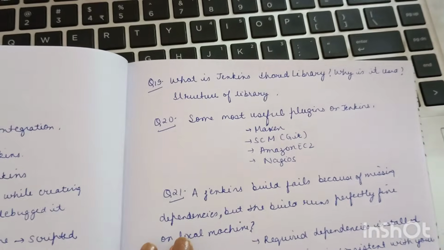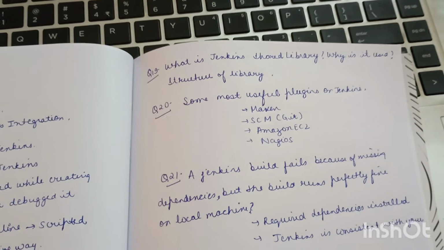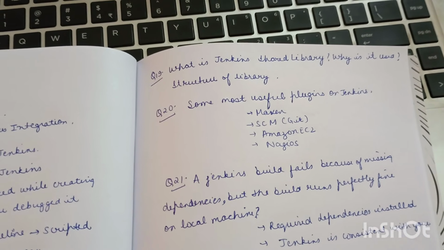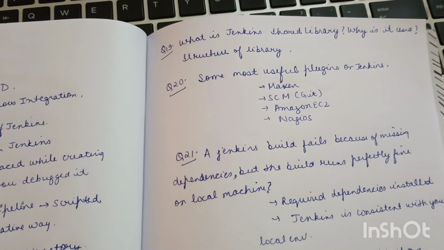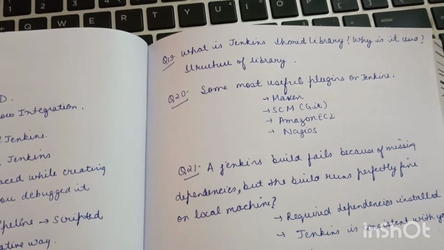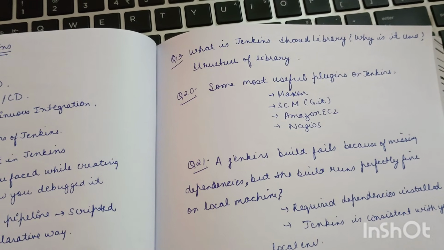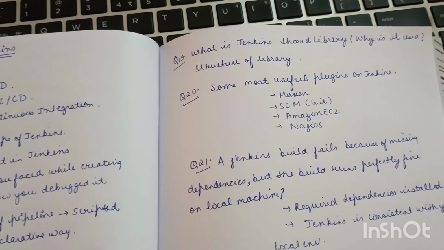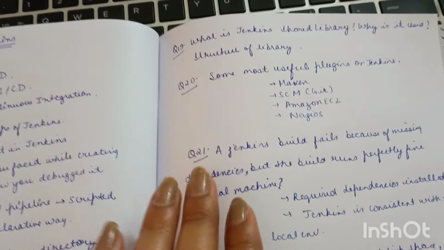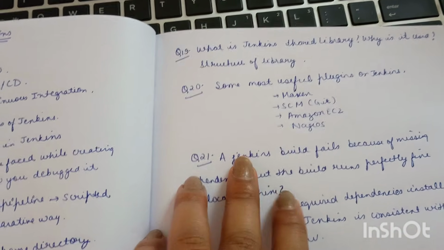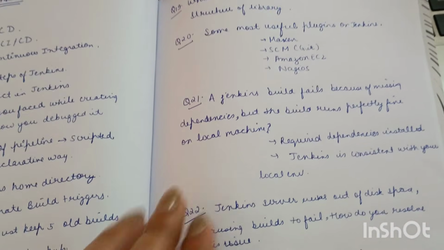Then what is a Jenkins shared library? We can have a common pipeline for many codes, so that we can keep it, and there is a directory structure for that library. We'll have vars, resources, src. They can also ask about the most useful plugins for Jenkins, like Maven, SCM, Amazon EC2, Nagios.